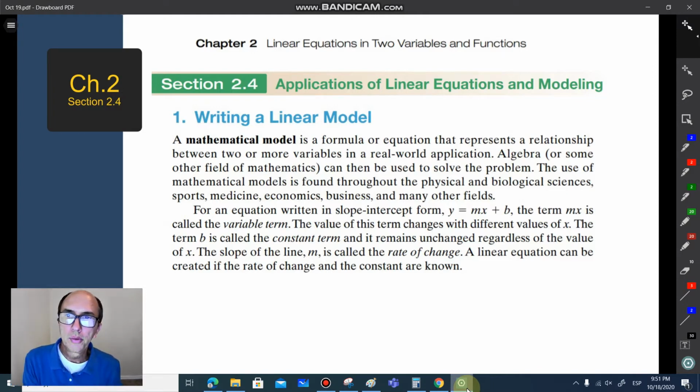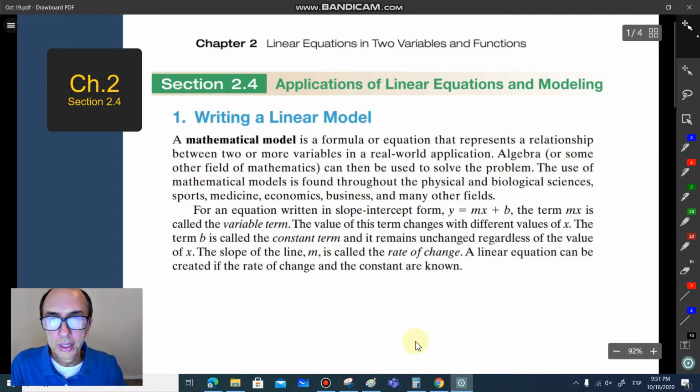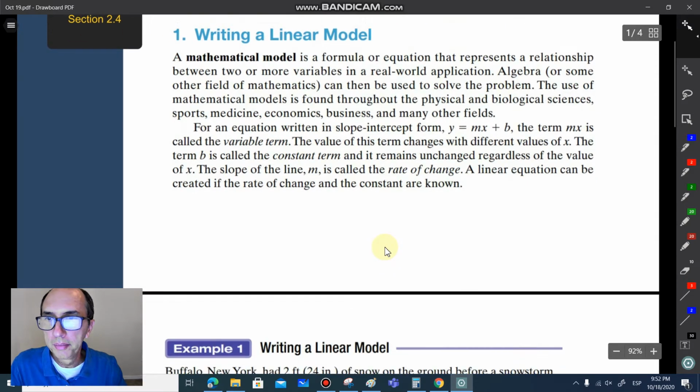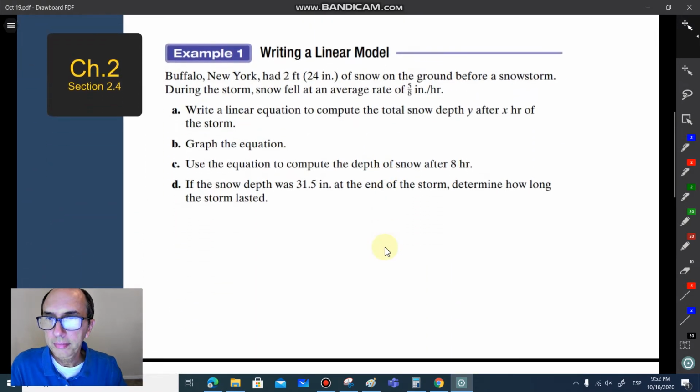Actually, when we are writing linear equations, one of the things that we can do with linear equations is to apply them to real life situations, and that's what we have seen last Friday. A few word problems, remember, where you apply linear equations to try to solve these problems. And we can actually work on an example here. And this we have seen also last Friday.